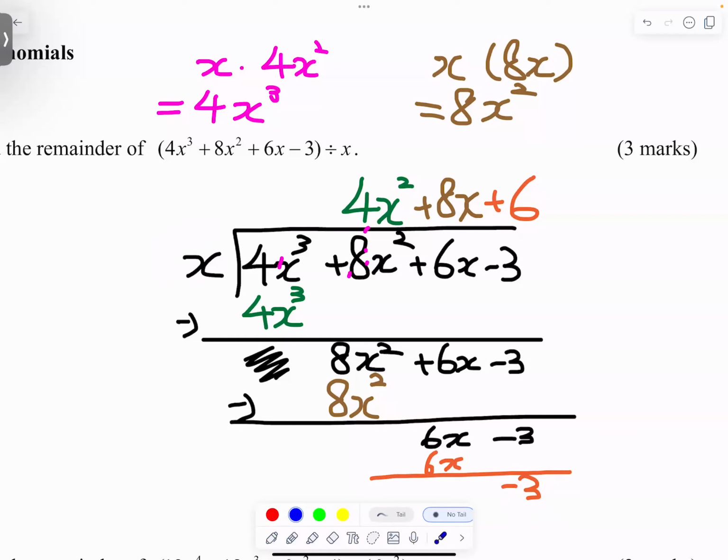How do we know this -3 is smaller than that? Because this does not have any x. Or if it has any x, make sure that x has a lower power than this one. Then it will be fine as well. So that means this is done.